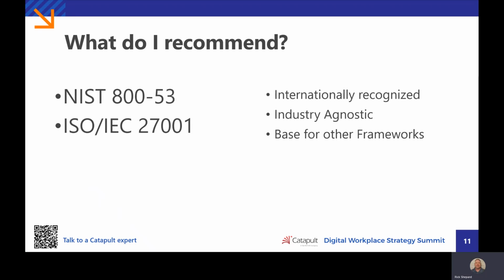And even if you start with the NIST 853 and decide to go into GDPR later, there are many resources that provide the mapping of controls from, let's say, the NIST 853 to GDPR. So it makes that transition so much easier. And vice versa, there's mappings and resources for the ISO 27001 to HIPAA, FINRA, etc.